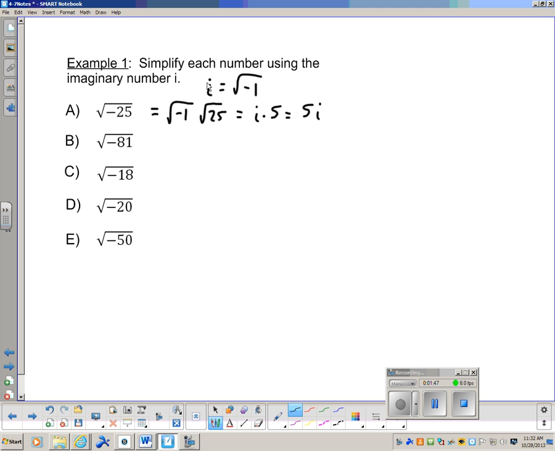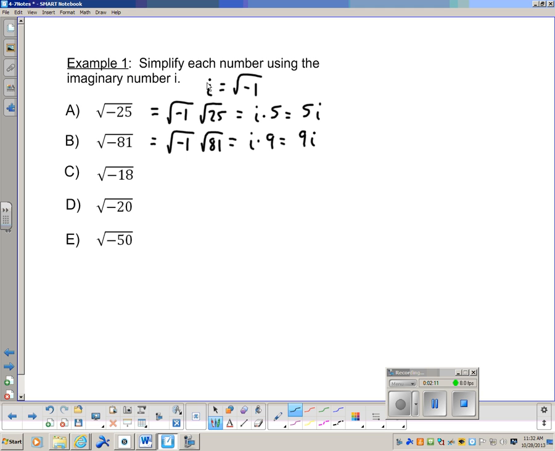And then part B there, we have the square root of -81. I'm going to break that down. Square root of -81 is the same thing as the square root of -1 times the square root of 81. Well, the square root of -1 has a value of i, and the square root of 81 is 9. We always write a number first and a variable last, so we're going to put i second.